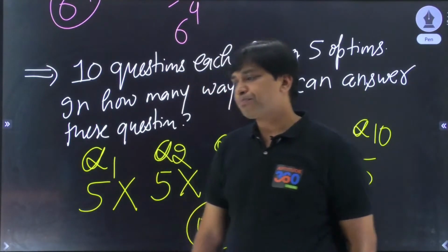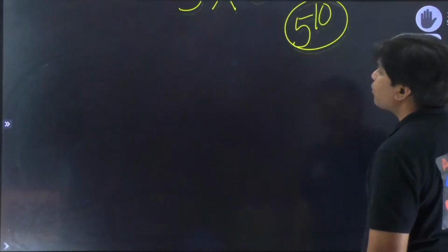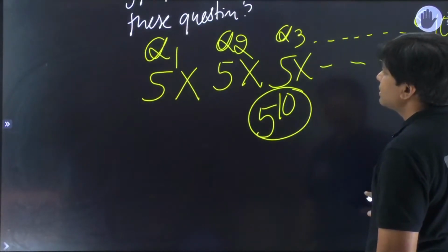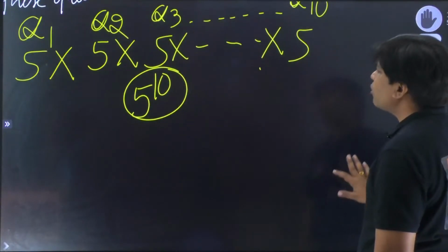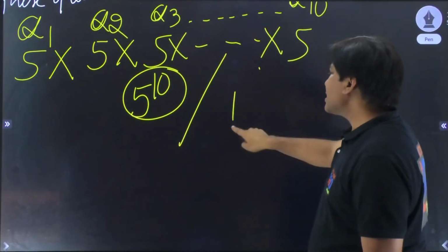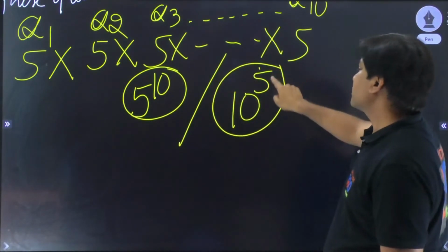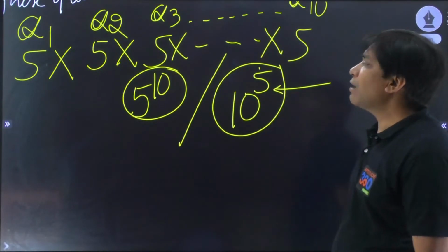10 times. Now if I ask you in this same problem, suppose I say, do one thing, I want the answer to be 10 raised to 5. What changes should I have made in my problem? I want this answer.